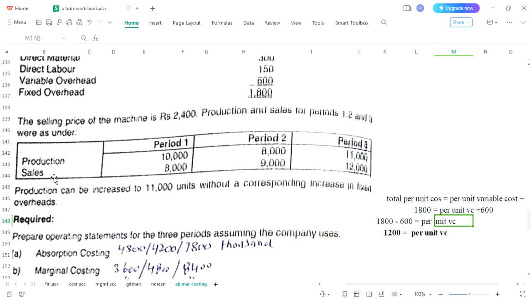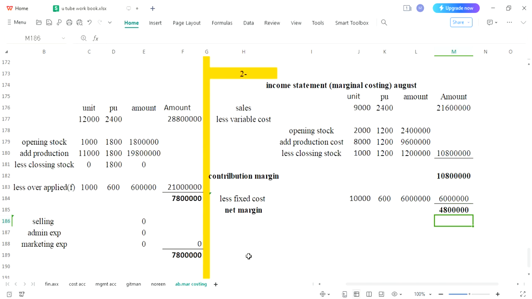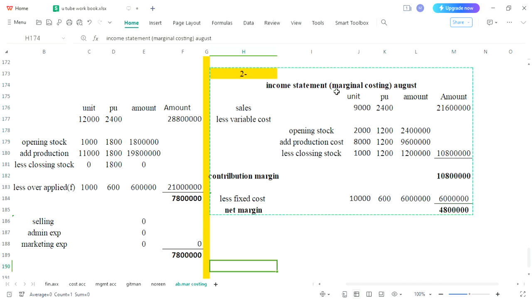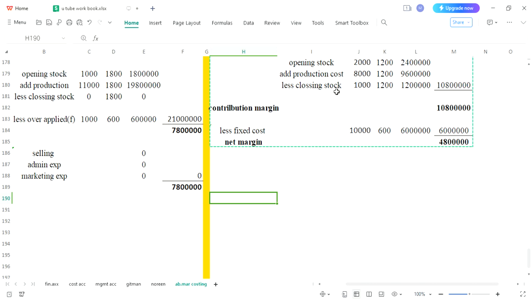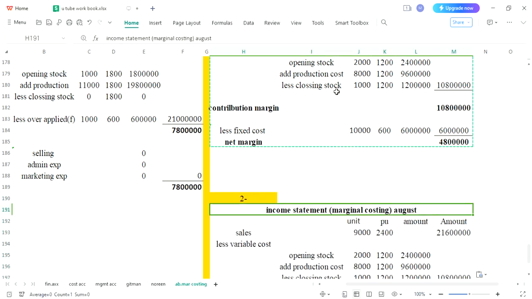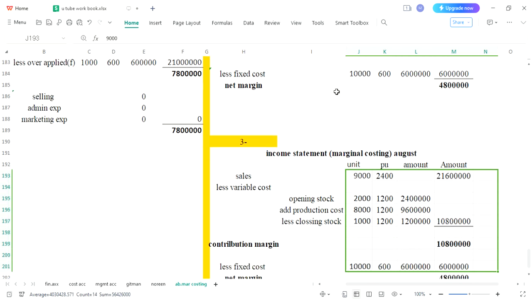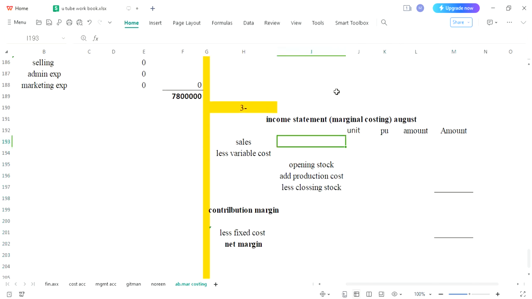Go above. Marginal costing, second part: 4800, and this is your second part, 4800. In this way, the income statement according to marginal costing for the second period is completed. And what we will do, we will use these statements to make our third period statement of marginal costing. We are going to start the third, and naturally these amounts were used for calculation of the second part. Now they are not needed, we will remove them.